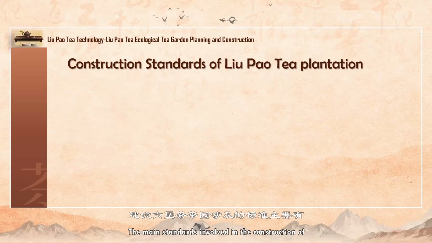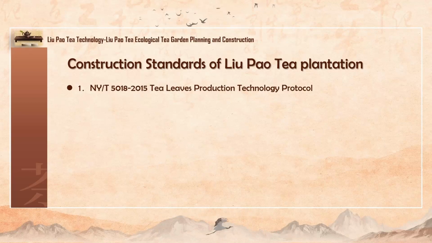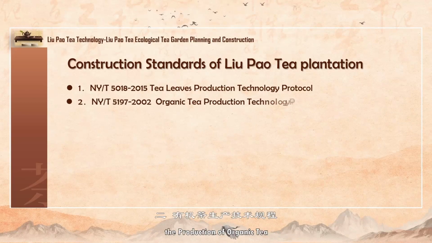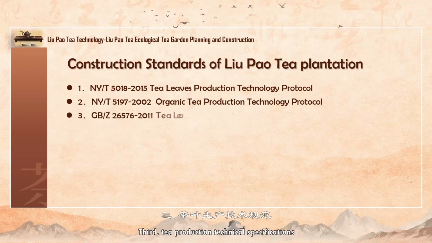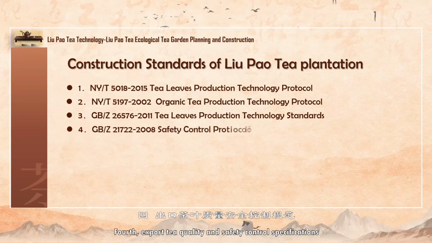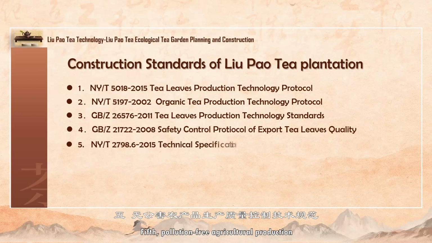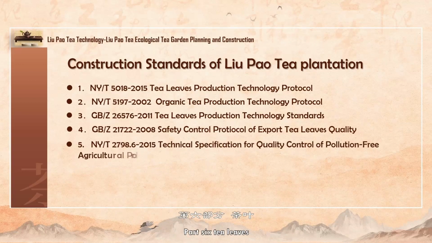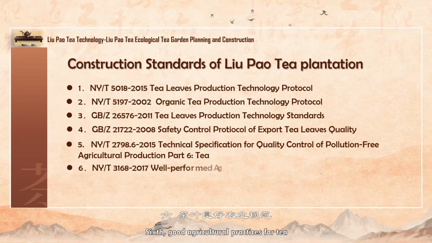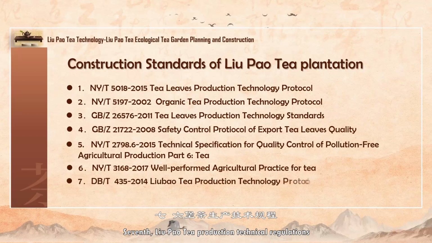The main standards involved in the construction of a Liu Pao tea garden are as follows. First, a technical specification for tea production. Second, technical regulations for the production of organic tea. Third, tea production technical specifications. Fourth, export tea quality and safety control specifications. Fifth, pollution-free agriculture production quality control technical specifications. Sixth, good agricultural practices for tea. Seventh, Liu Pao tea production technical regulations.